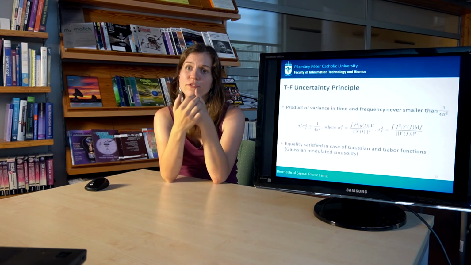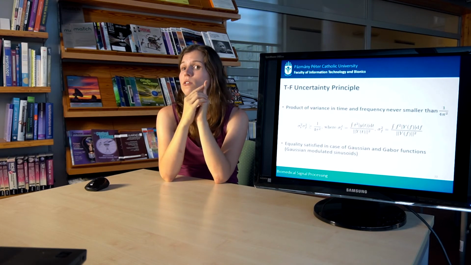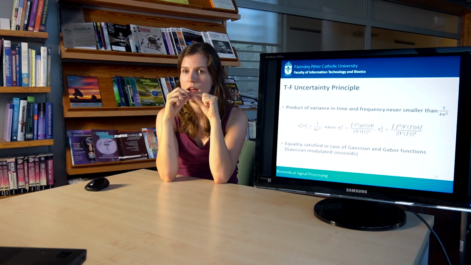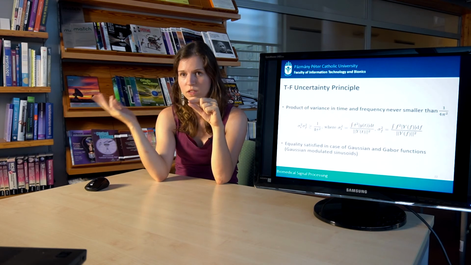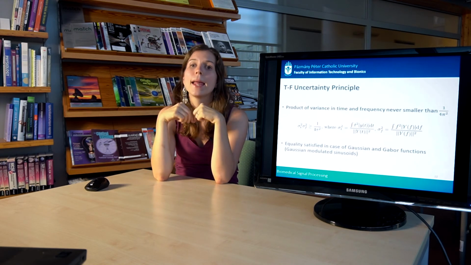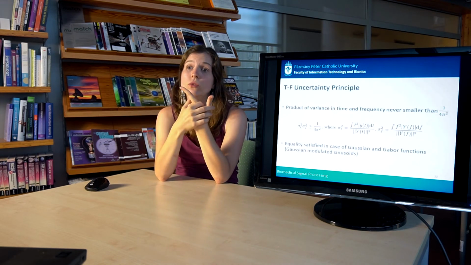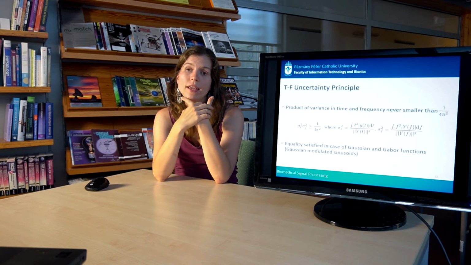So the Gaussian function will give us this, and the so-called Gabor function. They are very similar to each other. We will just see how similar they are, and they can do the same thing for us. So they can give us good resolutions for spectrograms.